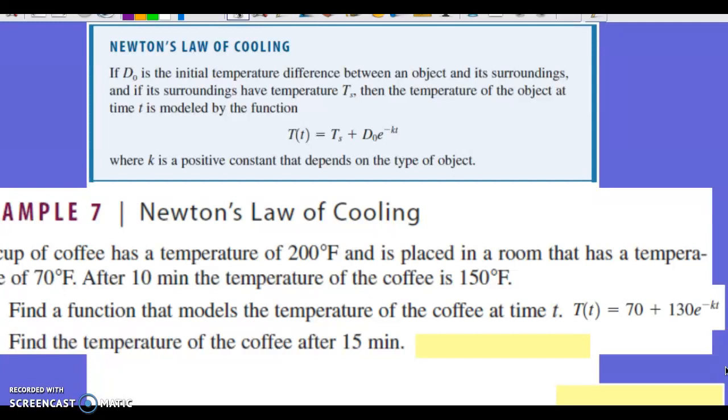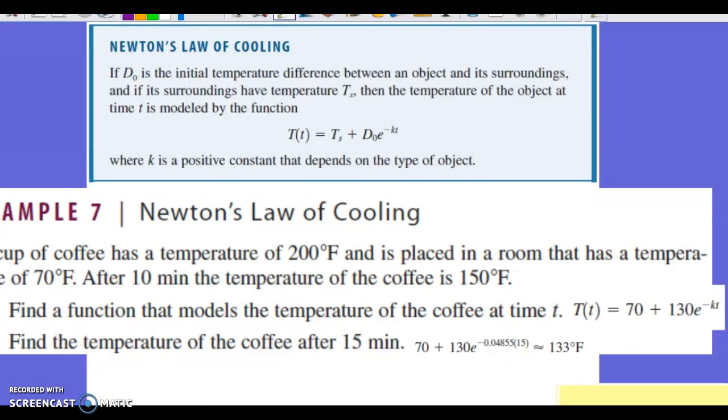If you want to find out the temperature of the coffee after 15 minutes, all you have to do is plug in 15. Now, where did this number come from? That's your k.